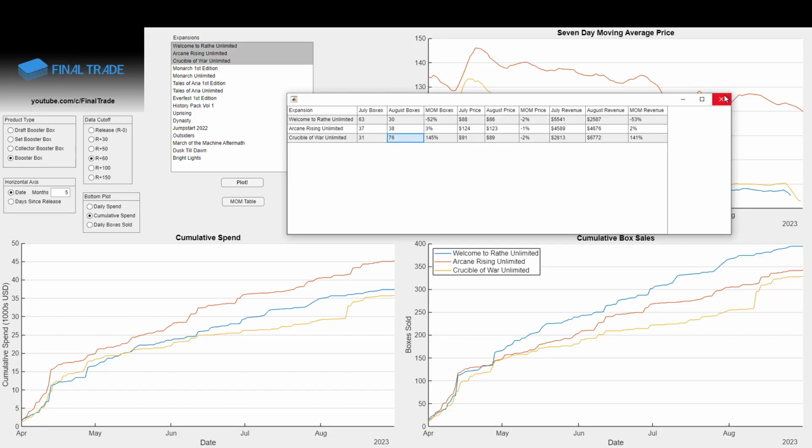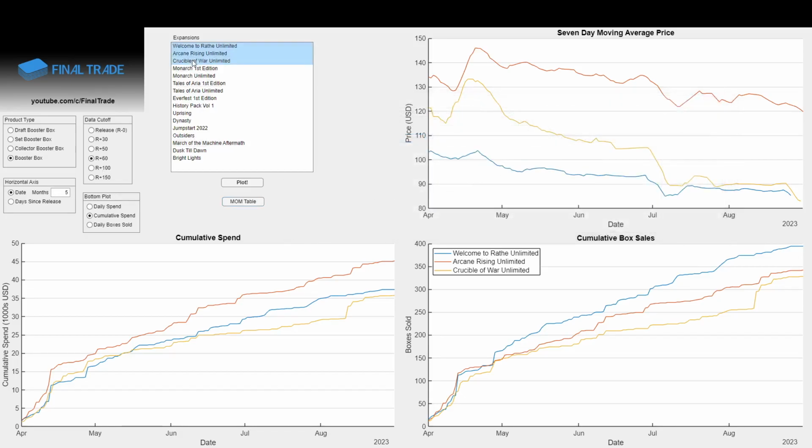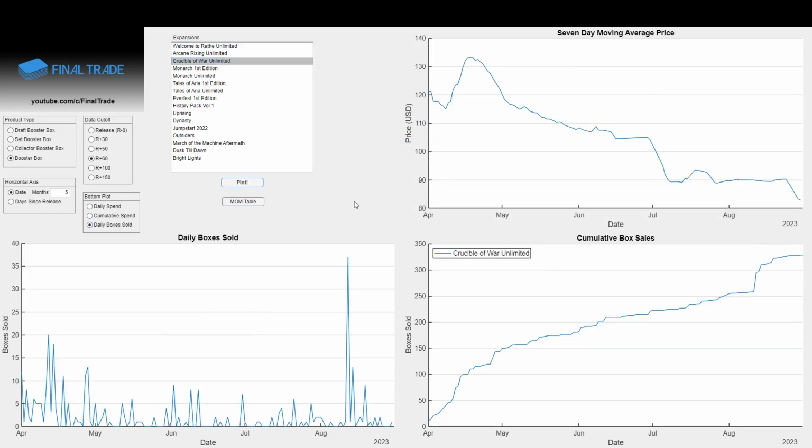It is a little bit interesting, this Crucible of War spike. And if we come in here and we change this and we look at daily boxes sold and we replot it, this is how many boxes each day were sold of Crucible of War. And what you'll see in here is we had this one day with 37 box sales, and I went back to the raw data on TCG Player and looked at it, and it appears that one person came in and bought 9 cases of Crucible of War Unlimited on that day. Interesting, but not really long-term important.